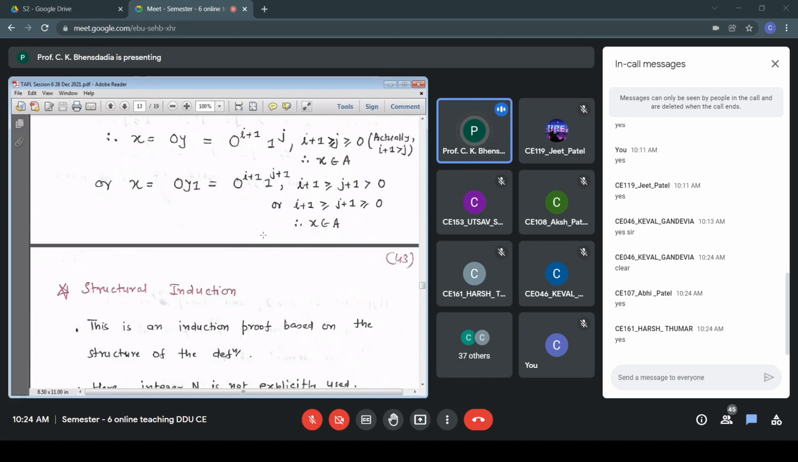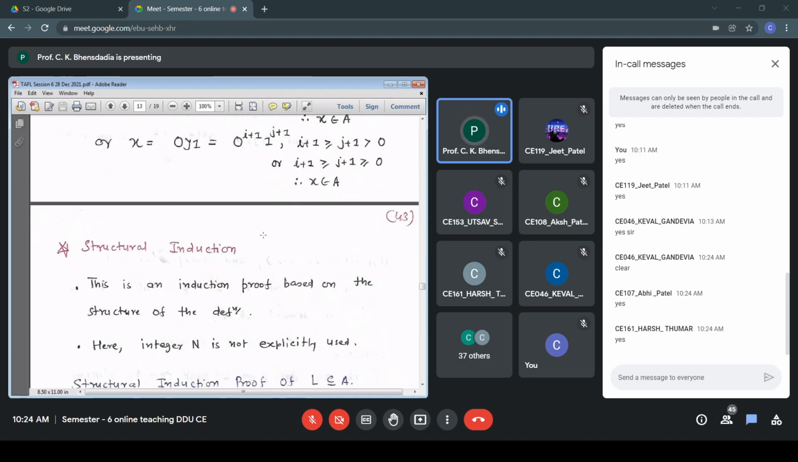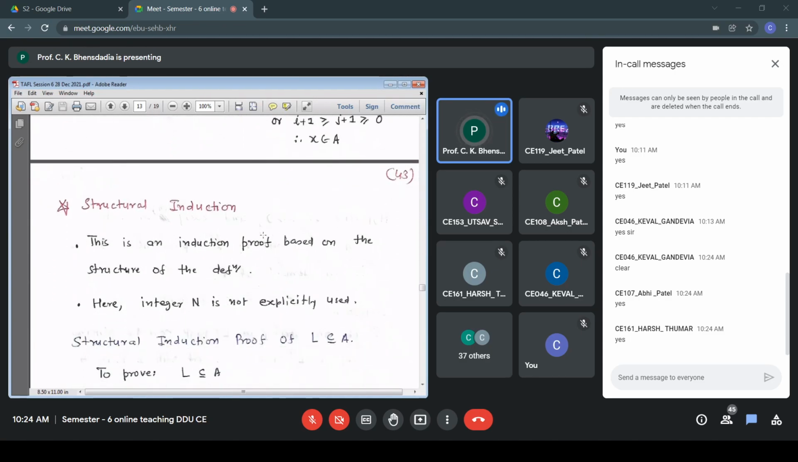This is an induction proof based on the structure of the definition, structural induction. So here we'll not categorically mention n, but directly go to the structure of the definition and then prove a statement. n will not be explicitly specified in structural induction. It is not required to explicitly specify integer n, though implicitly it is present, because that n will come from the structure of the definition. Here, integer n is not explicitly used.